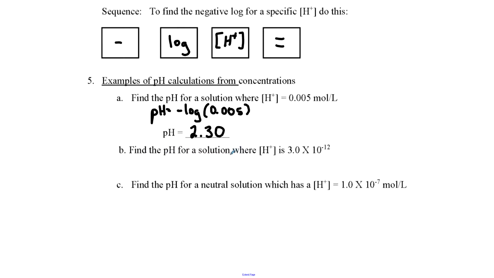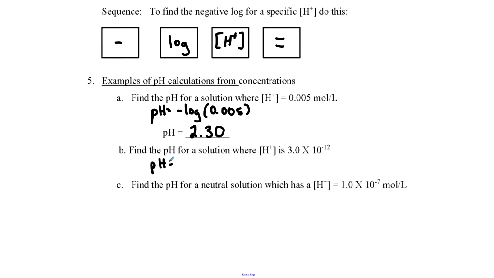So find the pH for a solution where the hydrogen ion concentration is 3 times 10 to the negative 12. So significantly smaller or lower concentration here than compared to here. So you might anticipate if this concentration led to quite a low pH of around 2, this concentration, that's a lot less hydrogen ions in solution, we should be getting a much higher pH. In fact, most likely a basic solution, right? So let's just see.